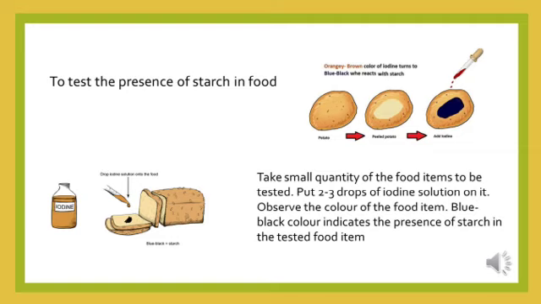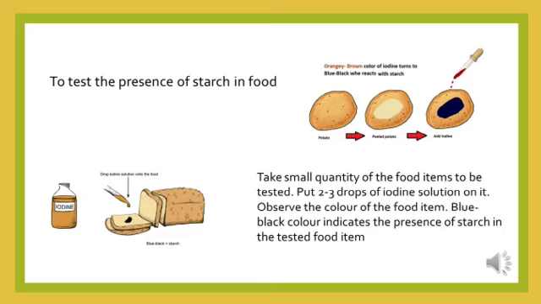Do you all remember how to test the presence of starch in the food? You might. We will just add iodine solution to the food, and if the color turns blue-black, this shows the presence of starch in our food.